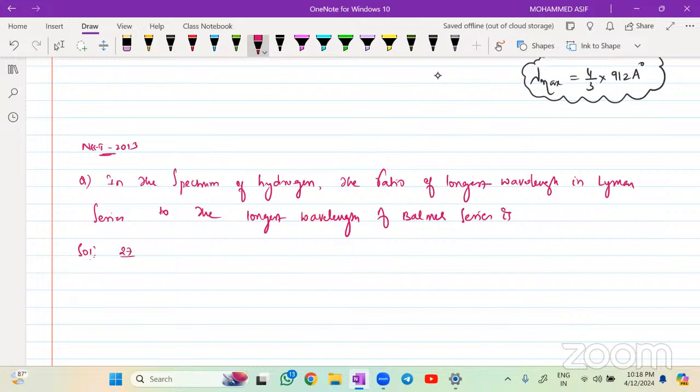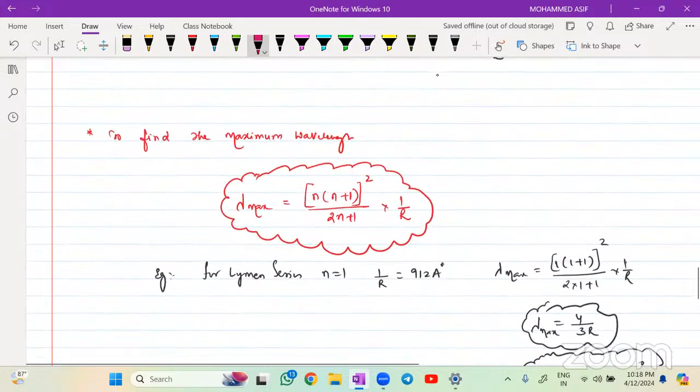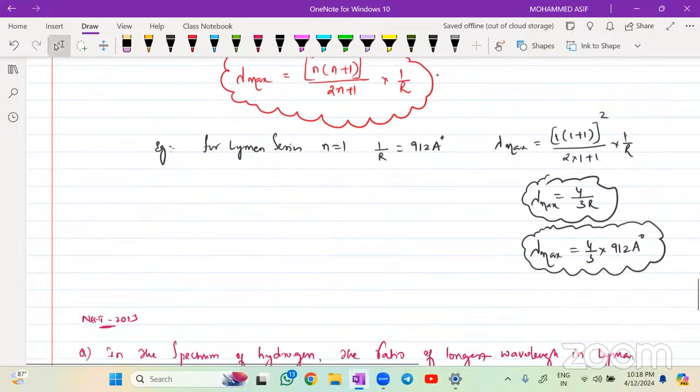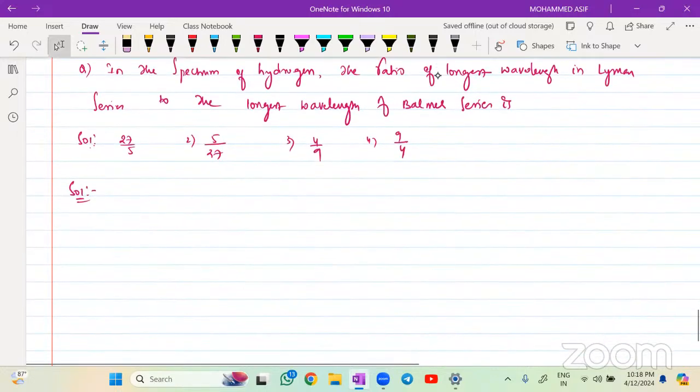The options are 24 divided by 5, 5 by 27, third option 4 by 9, and fourth option 9 by 4. I hope everyone has already done PYQs once. Use this direct shortcut formula: lambda max is equal to n into (n plus 1) whole square divided by (2n plus 1). He's asking for your lambda max.